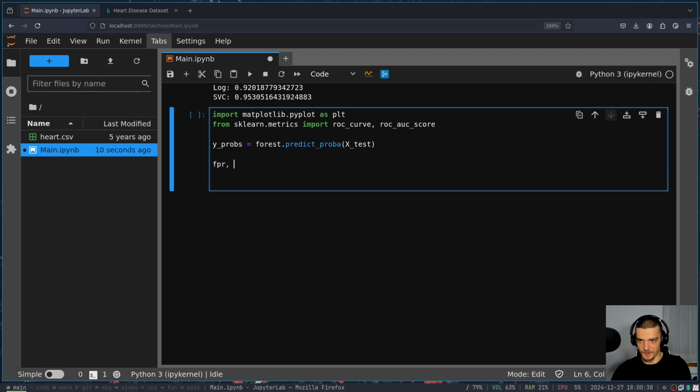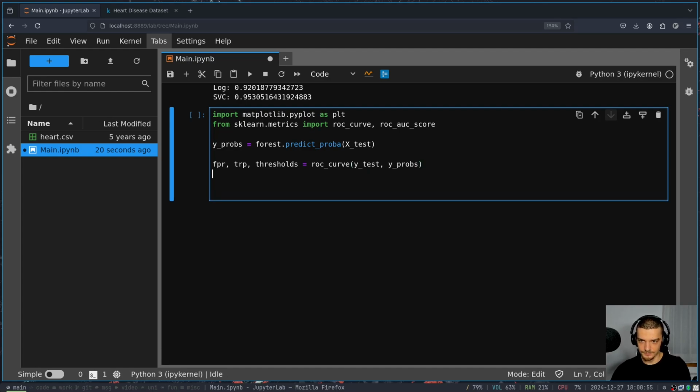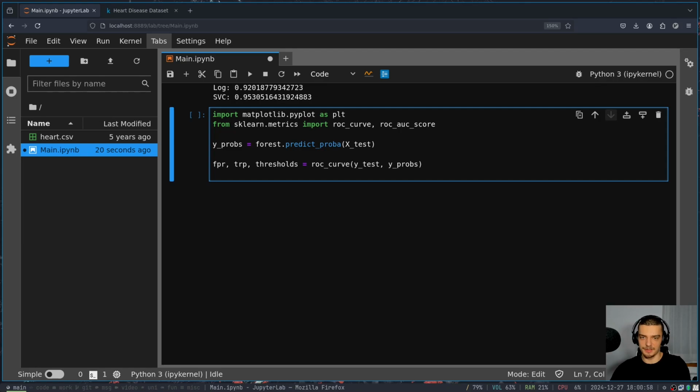So we're going to get the false positive rate and the true positive rate and the thresholds by calling the ROC curve function on y_test and the y probabilities. So basically the idea is we get some probabilities and we say, okay, after a certain probability, I'm going to classify this as a disease, as a yes, and below that I'm going to say no. And the question now is what threshold leads to what kind of FPR and TPR, true positive rate and false positive rate, and we're going to plot this trade-off.